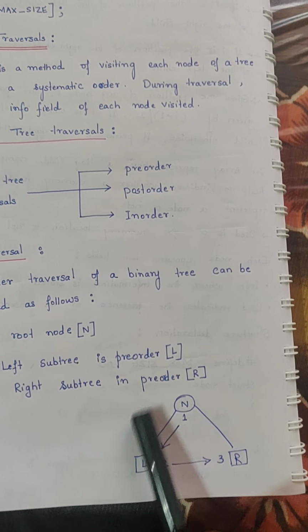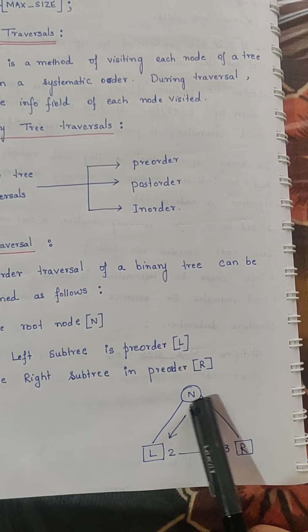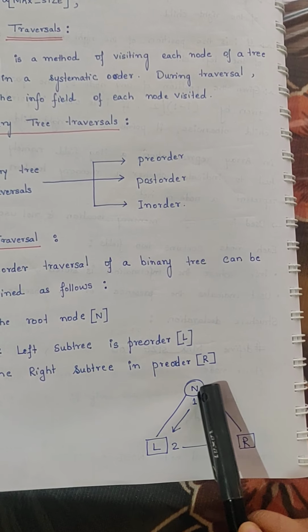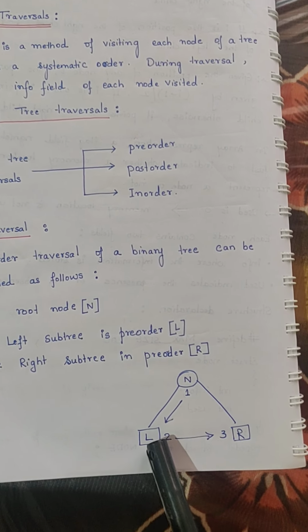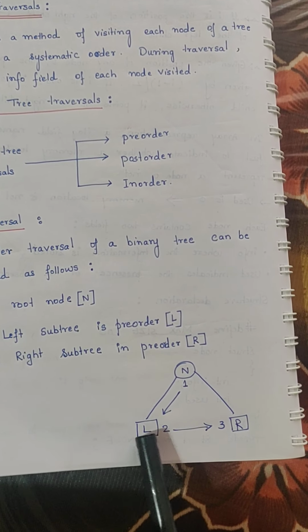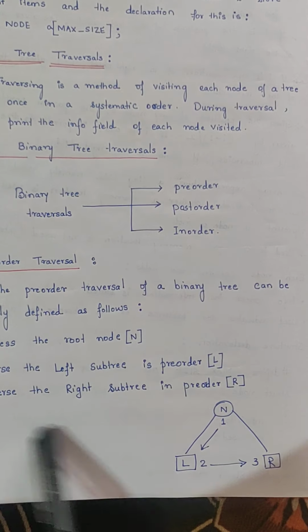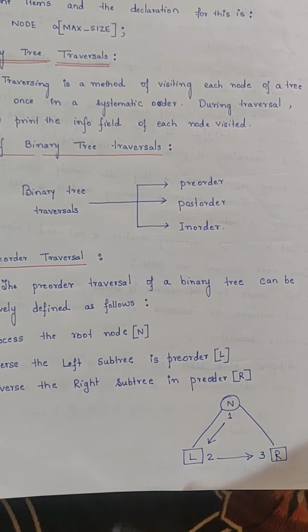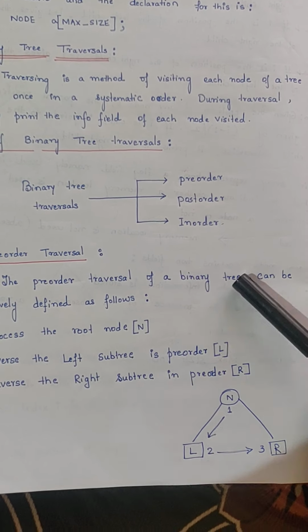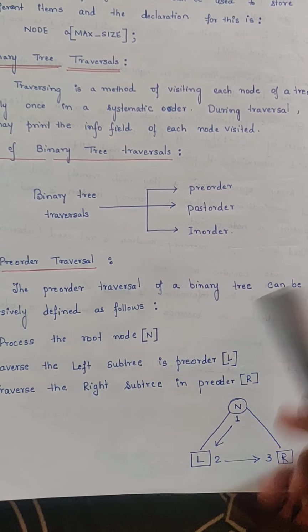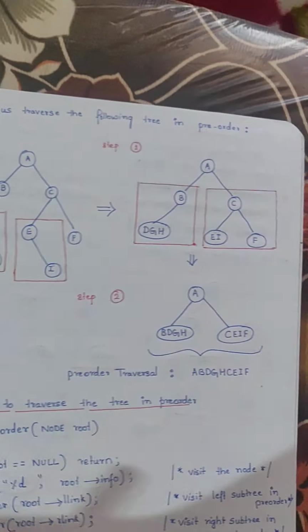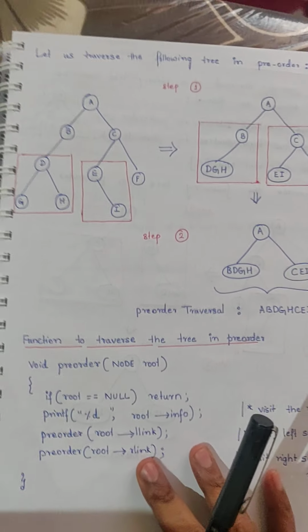Now in this diagram you can see that first you visit the root node. Next you are coming for the left subtree. Next you are going to the right subtree. Okay, so all of this we are doing from a bottom to top approach. So we are not coming from top to bottom, we are coming from bottom to top. So let's take an example.